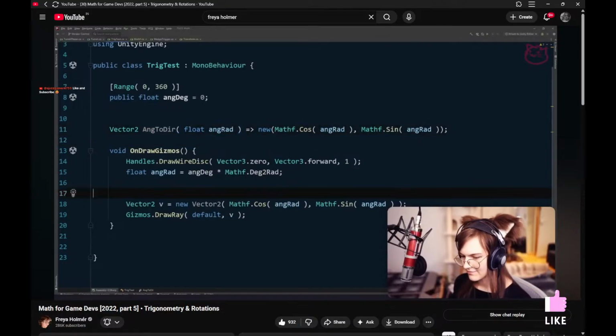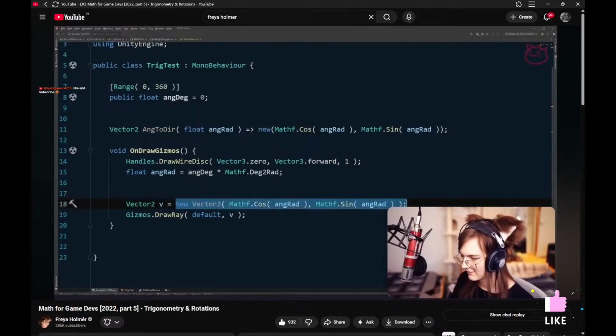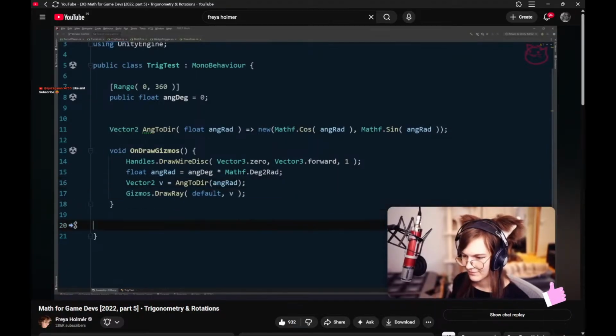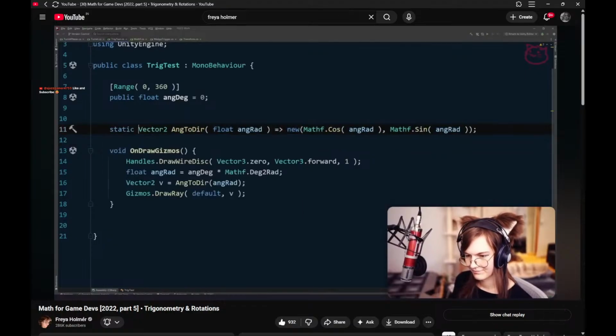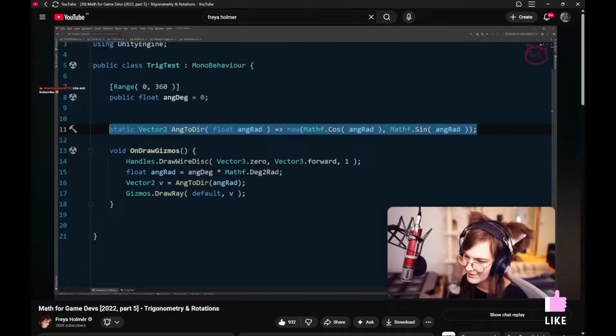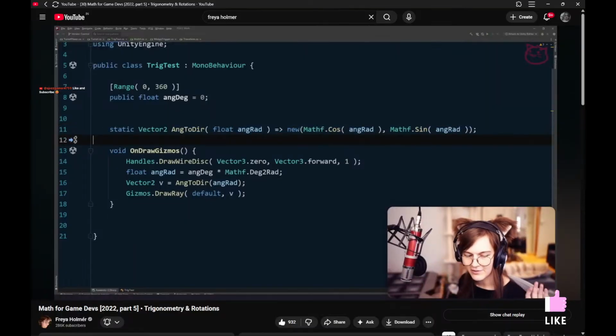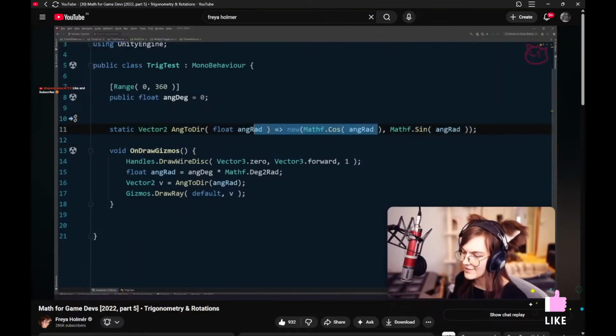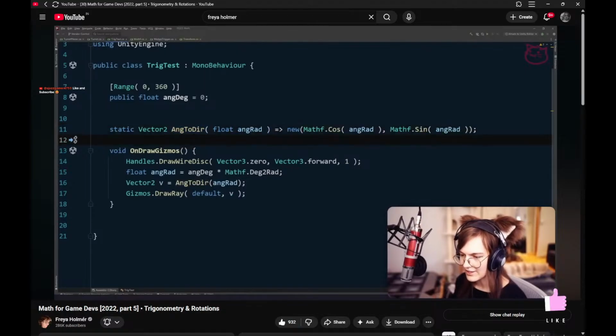So now we can just do angle to direction. We pass in our angle in radians. And then there we go. So my math library has this built in, if you don't want to write your own. But yeah, so this is effectively a very, very common use case of the cosine and the sine function.